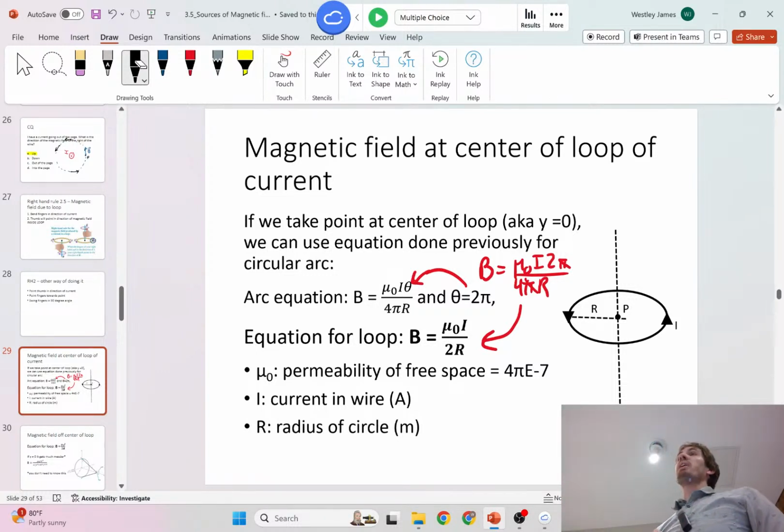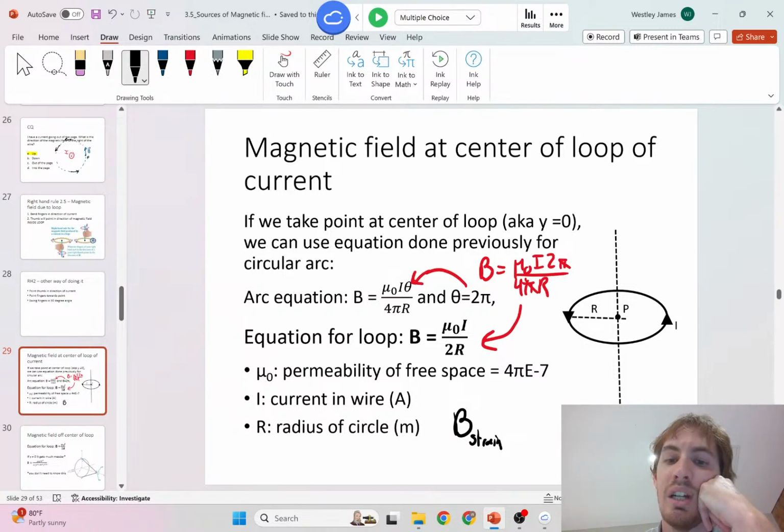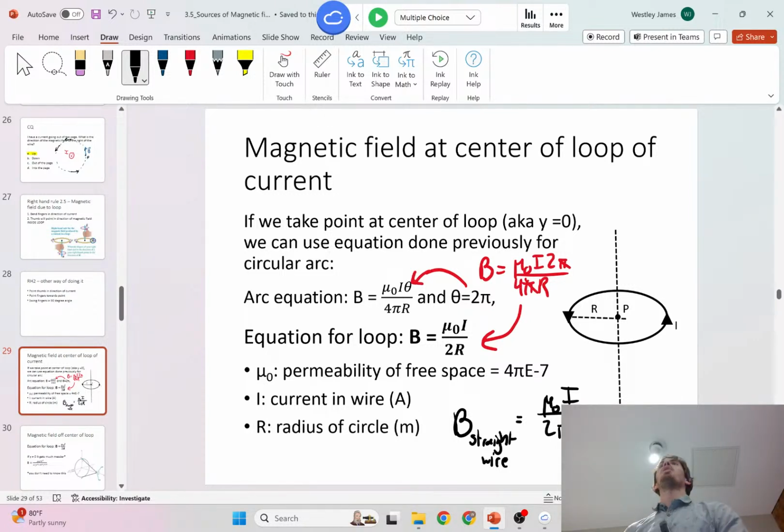Okay, something I want to point out to you all is that remember the equation. So this is for a loop of wire. A loop of wire is B equals mu naught I over 2R. A very, very, very common mistake. If you remember the magnetic field due to a straight wire, it is the exact same equation, but with a pi on the bottom. That is the only difference between a straight wire and a loop of wire.